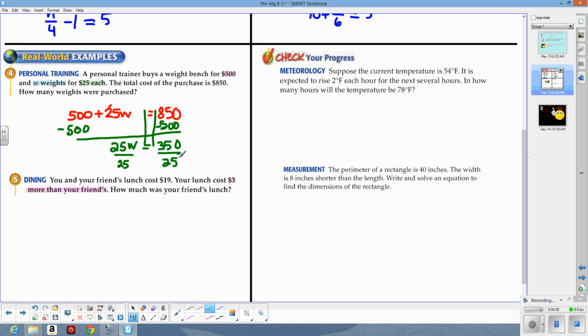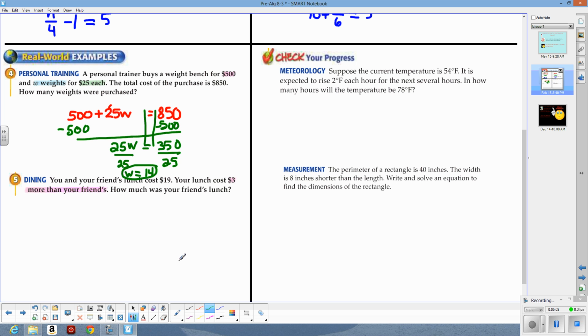Which that is 14. So the number of weights is 14. So how many weights were purchased? 14 weights.